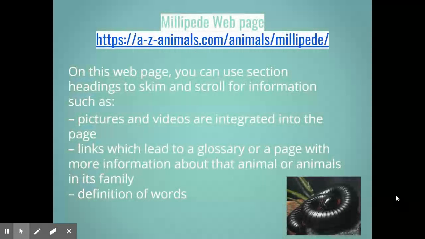So what we're going to do is we're going to check out this website on a millipede, okay? And we're going to use a millipede as our model. We're going to look for pictures, videos, links that might be attached, definitions that might be there. And I will tell you, this website has changed since we used it last year, so it's not as organized as it used to be, and I don't love it. But that's what we're going to look at. Okay, so here we go.